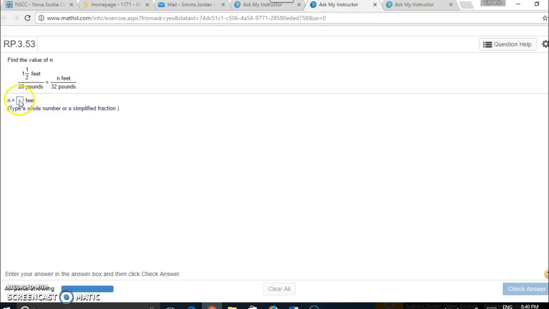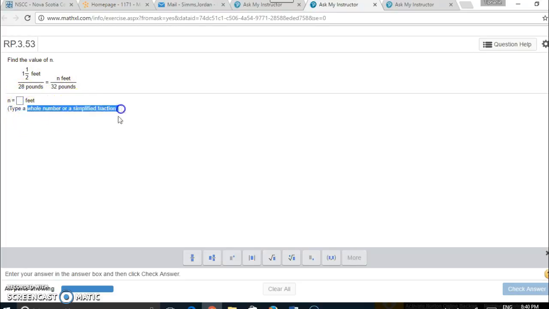And your number might be okay, but basically they want a whole number or a simplified fraction. So when you were asking me that, you were giving me decimals. Try to keep it with the fractions. Okay, so we got 1.5 times 32. We can do that out.